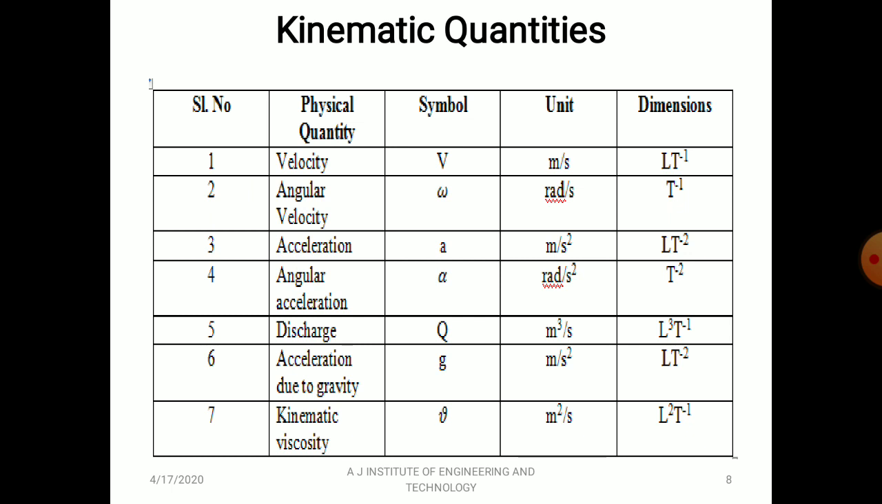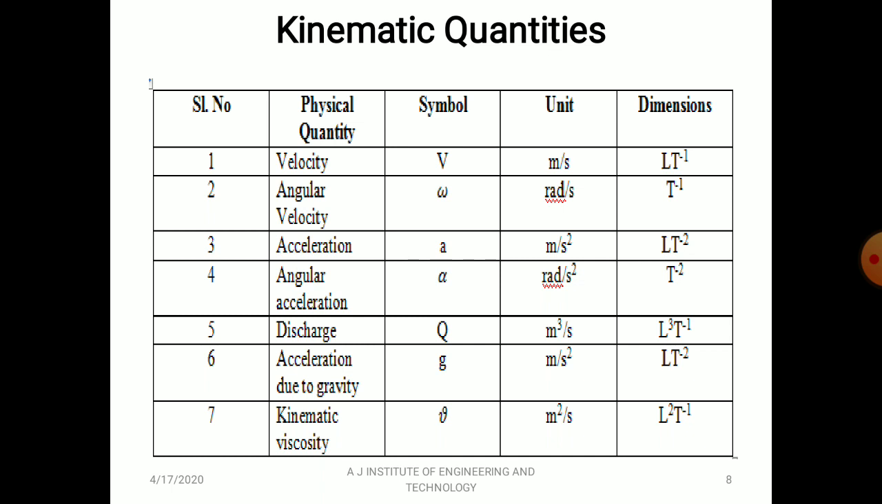Then acceleration, represented by symbol A, the unit is meter per second square. So the dimension is L into T to the power minus 2. Angular acceleration, that is alpha, the unit is radian per second square, that is angular velocity divided by time. Again radian has no unit, so no dimension, so per second square or s to the power minus 2. So the dimension becomes T to the power minus 2.